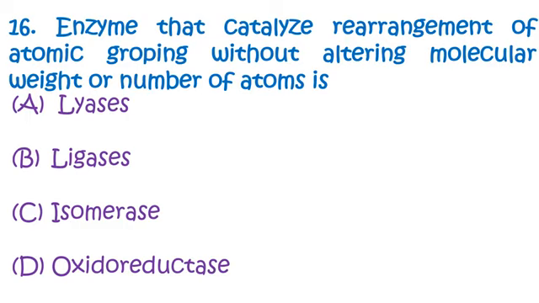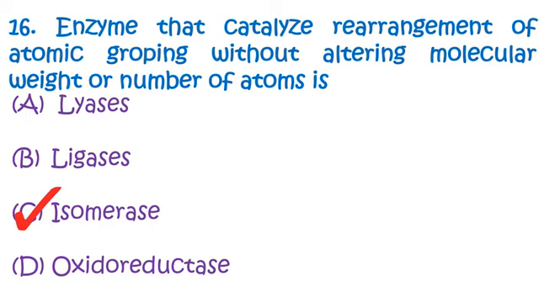Question number 16. The enzyme that catalyzes rearrangement of atomic grouping without altering molecular weight or number of atoms is: option A lyases, option B ligases, option C isomerase, option D oxidoreductase. And the correct answer is option C, isomerase. These are the enzymes that catalyze the rearrangement without altering the molecular weight or the number of atoms, and thus it is called isomerase.